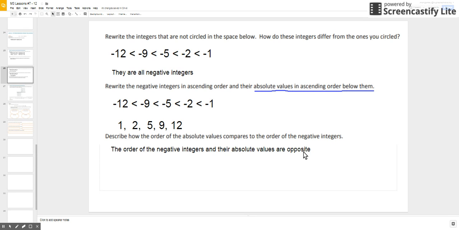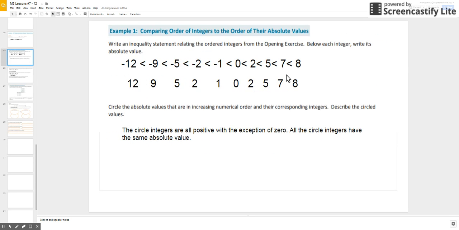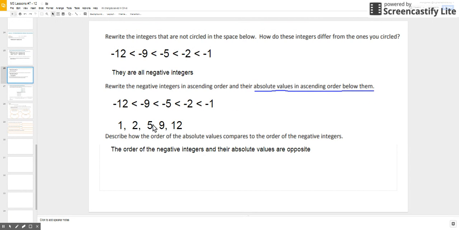Because it goes from -12 first, and its absolute value is +12. So they're going in opposite directions. And the positive ones from before, they were in the same order. When we're talking about the negatives, of course, because all absolute values are positive, they're in the opposite order. So hopefully you have something like this down. If you did not, please go ahead and fix that. Pause the video and fix that. Otherwise, go ahead and move on to our last example together.